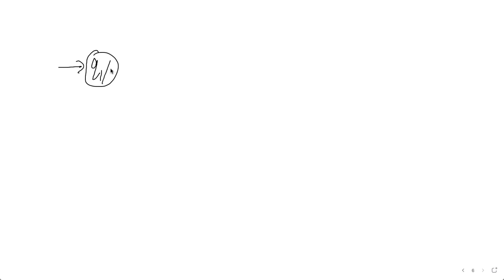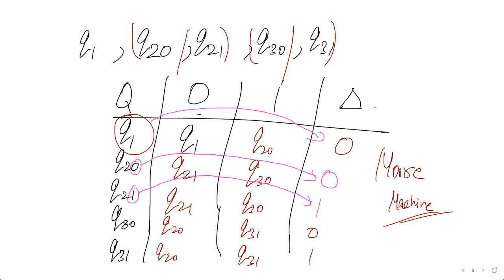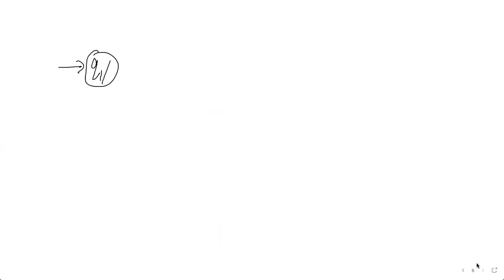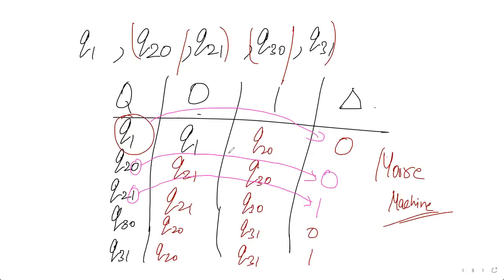Q1 is associated with which output? 0, always. So Q1 will always be associated with 0 output. So it is clear. Q1 on 0 goes to Q1 only, and on 1 goes to Q2 0. So on 0 it goes back to this one only. On 1 it goes to Q2 0, and Q2 0 output is 0.